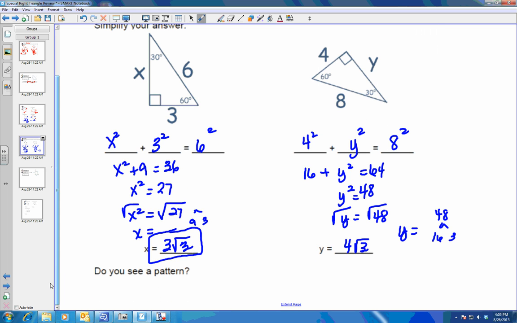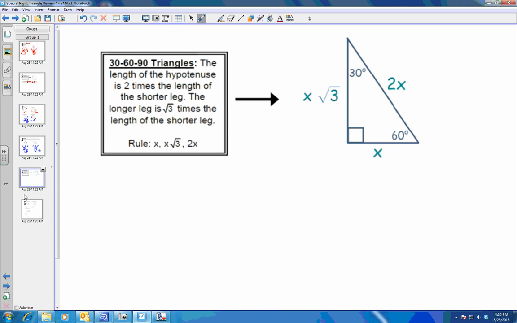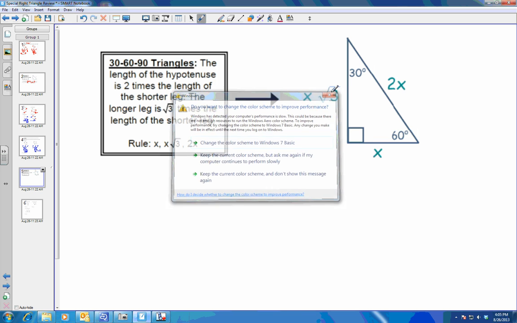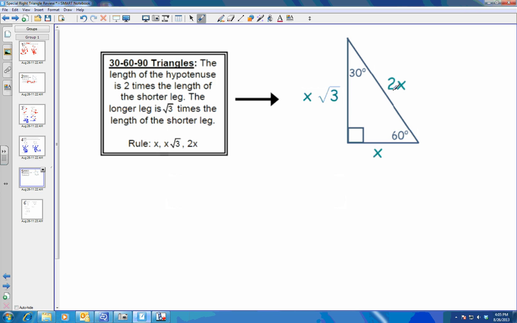All right, so let's see what the pattern is. For 30, 60, 90 triangles, the hypotenuse is always twice the shortest side. Here's how I always think of it. I always find my 30-degree angle. The side opposite my 30-degree angle is always x. Then my other side is always x times square root of 3, and my hypotenuse is always 2 times x. So it's x, x square root of 3, and 2x. That's the rule for 30, 60, 90.